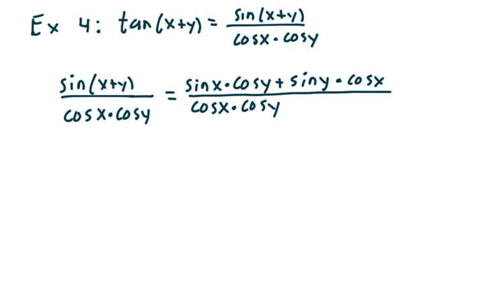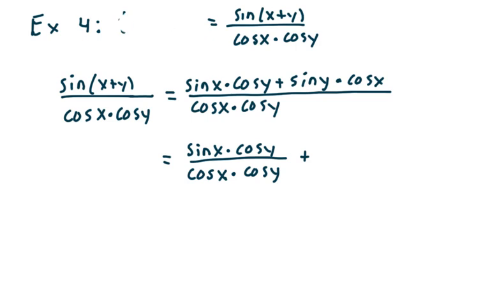And then what's your gut reaction? My gut reaction is I want to split the fraction. So this is sine x times cosine y divided by cosine x times cosine y. Okay? Plus. Oh, and then one quick correction here, by the way. On the left-hand side, we should have tangent x plus tangent y. Sorry, just one quick correction there.